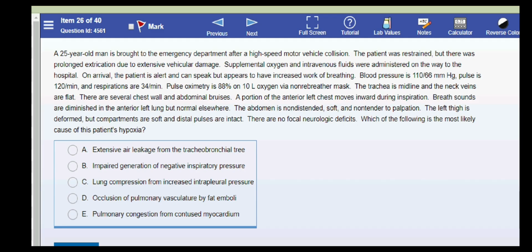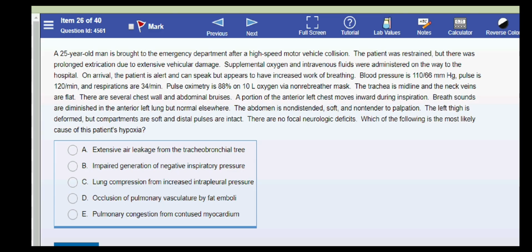The abdomen is non-distended, normal. Left side deformed, but compartments are soft and distal pulses are intact. So no compartment syndrome. No focal neurologic problem. What is the cause of this paradoxical sign? This is the pathology for this.